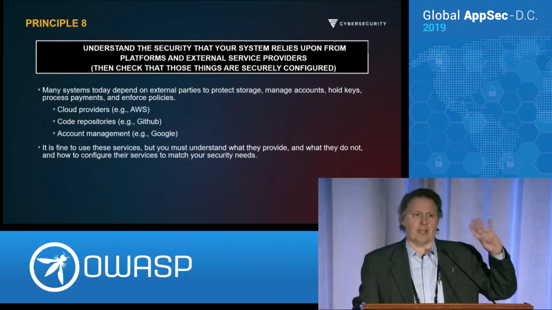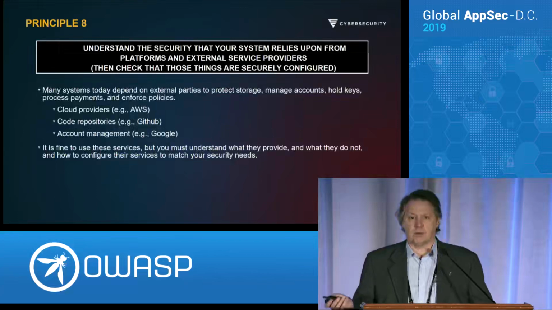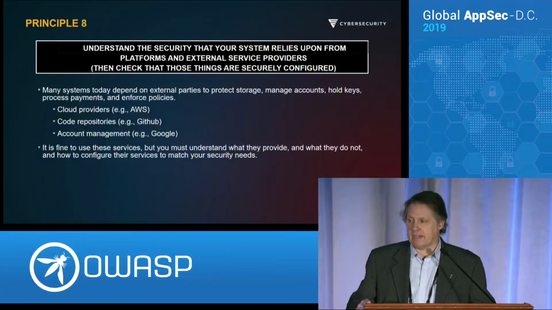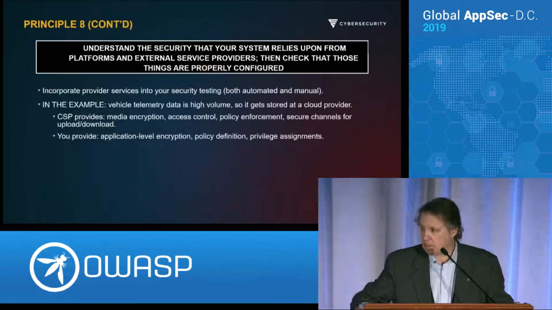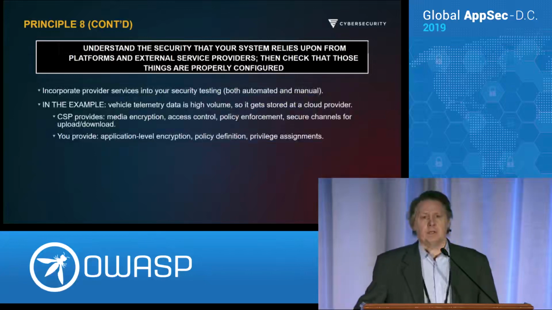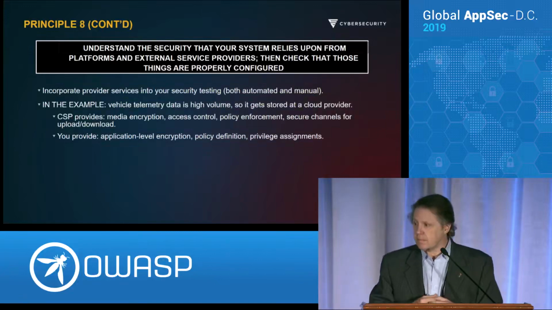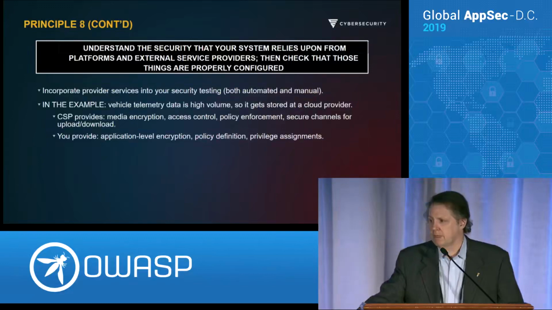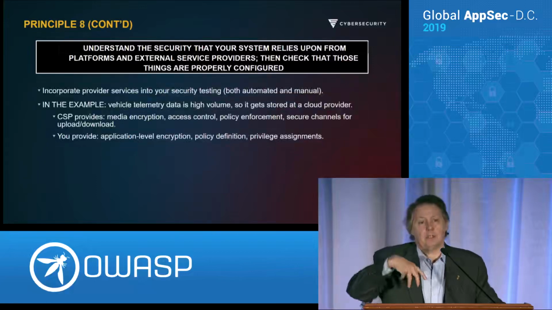Okay, and that applies to your standard cloud providers, Google, Microsoft, Amazon, et cetera. It applies to places where you put your source code and other artifacts like GitHub, all those sorts of services. So in the example, the vehicle telemetry data is very high volume, so the city is not attempting to process it all themselves. They run it through a cloud provider, and it gets stored there until it can be forwarded. So understand what the cloud provider provides and which bits you have to provide.